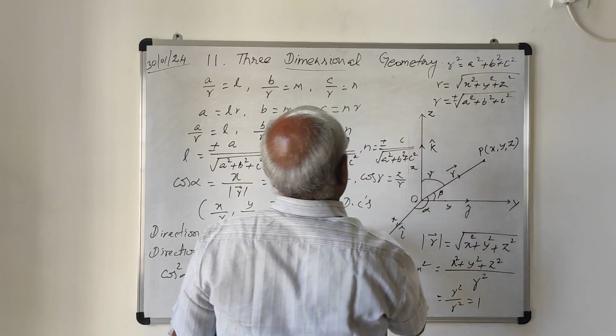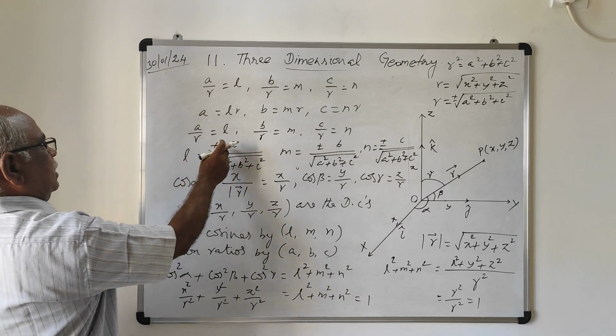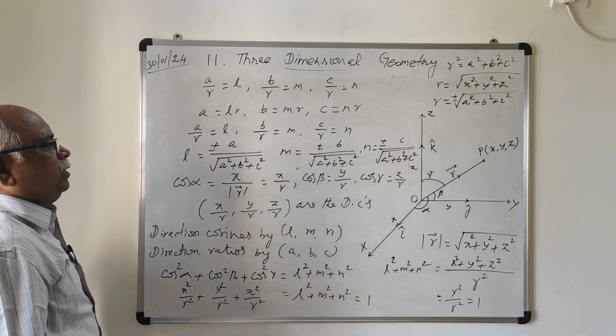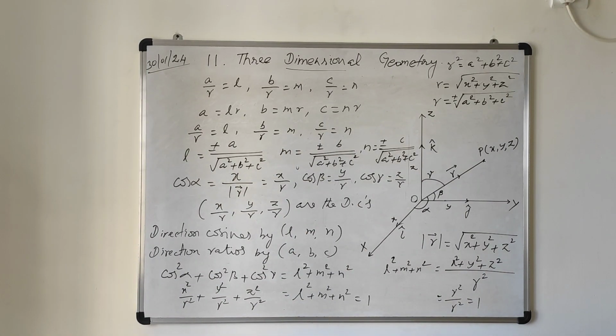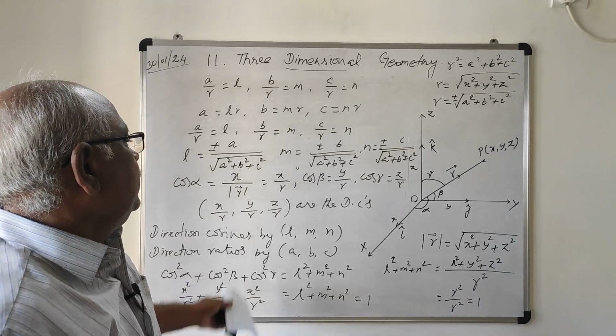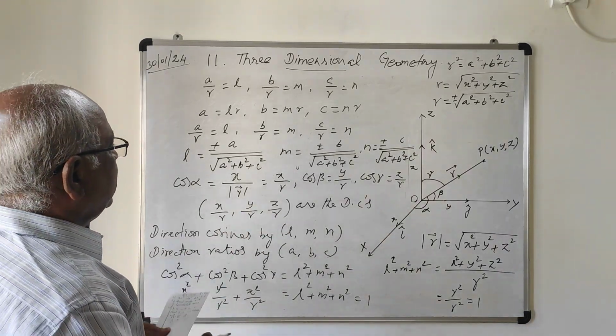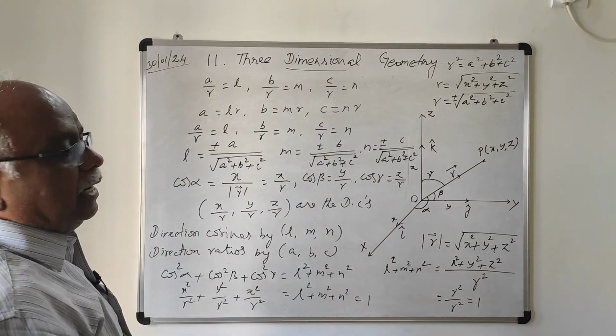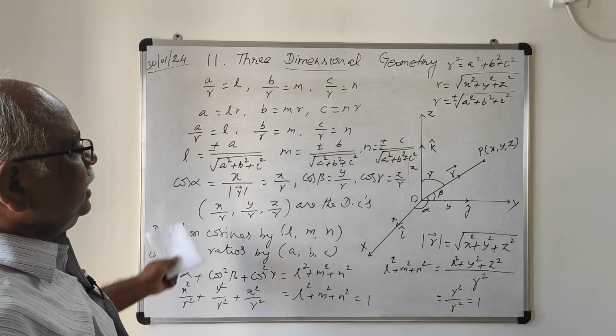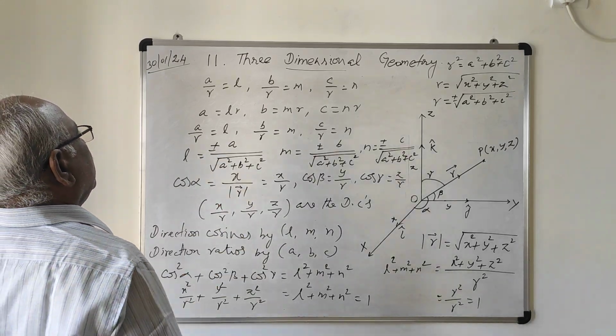Like that, you have to consider the direction cosines: L is A by root of A square plus B square plus C square, and B by the root of that for M. Like that we find the relation between direction cosines and direction ratios. That's all about the introduction to direction cosines and direction ratios. Now using these ideas I am going to solve some problems.